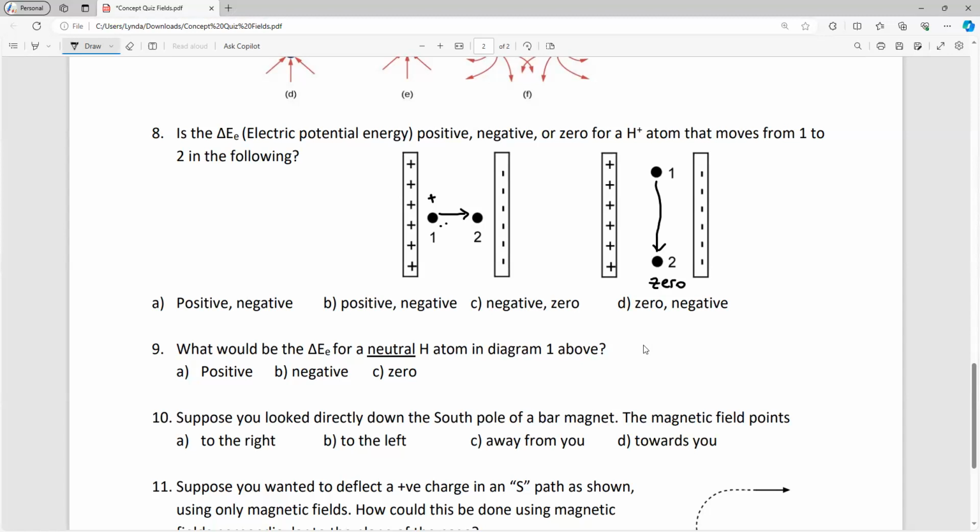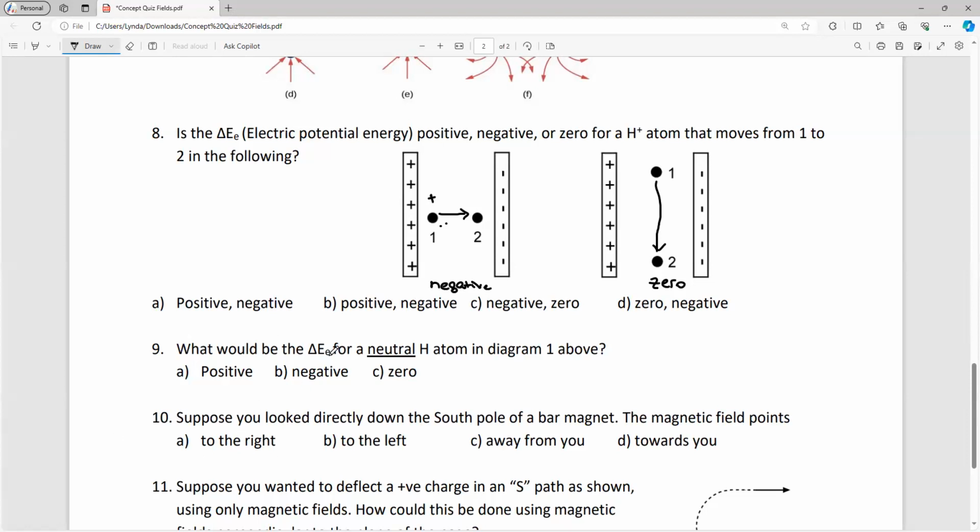Okay, and here it's a positive particle, a positive ion, and it moves to the negative plate. So positive will be attracted to negative. Electric potential energy will be negative. So it moves towards the negative plate, so potential energy will be negative.